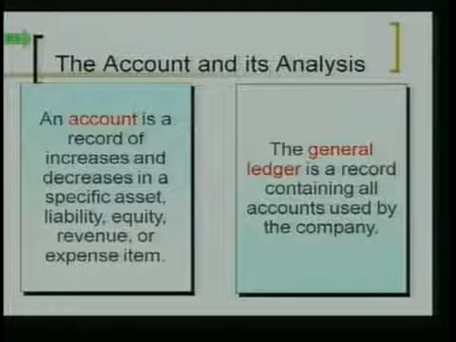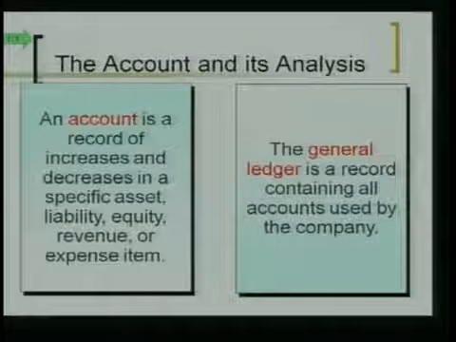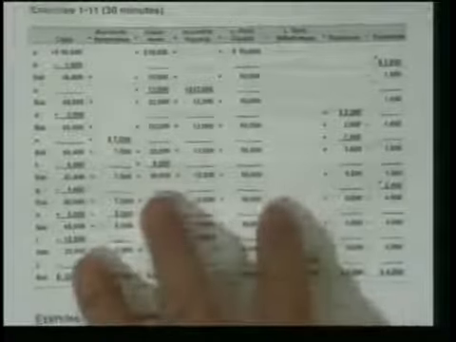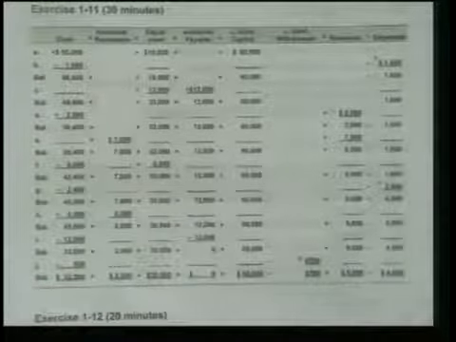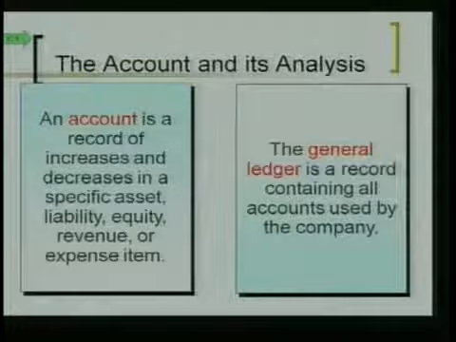Now, we'll come back to that in a second, but what is a general ledger? A general ledger is a record containing all the accounts used by a company. If you look at exercise 111, this is kind of an example at this point in our learning of a general journal, at least recording transactions this way. But it shows a lot of different accounts and the increases or decreases, and then it shows the ending balance, correct? So exercise 111 is kind of like a general ledger per se.